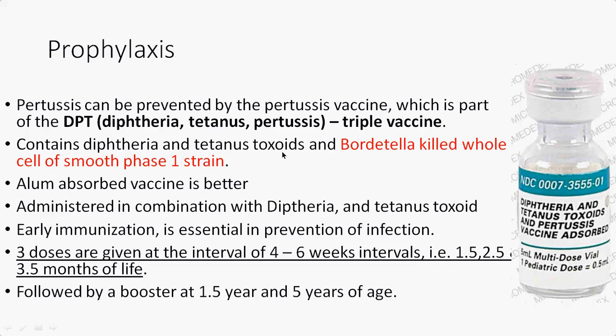But diphtheria and tetanus are in toxoid form, whereas the Bordetella is the whole cell, a smooth phase 1 strain. It is administered in combination with diphtheria and tetanus toxoid. Three doses are given at 4 to 6 weeks interval, that is, at 1.5, 2.5 and 3.5 months of age. Then 2 boosters are given, the first at 1.5 years and the second at 5 years of age. So this is the prophylaxis schedule of the DPT vaccine.